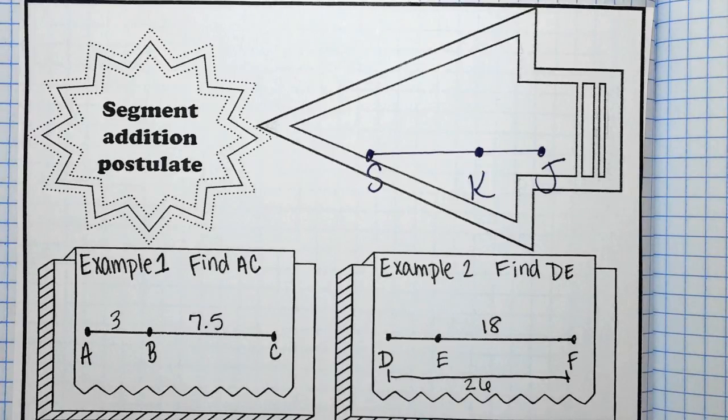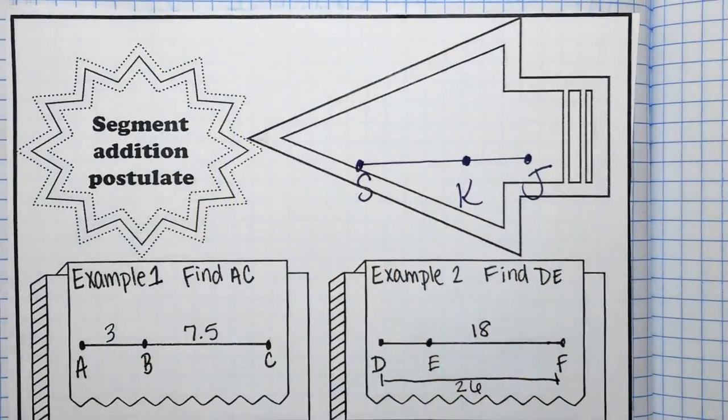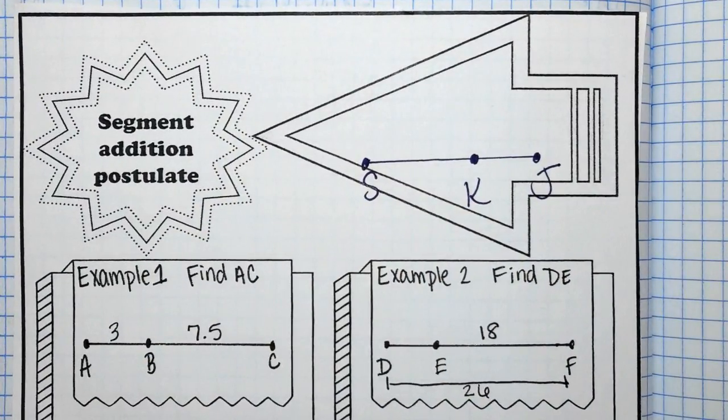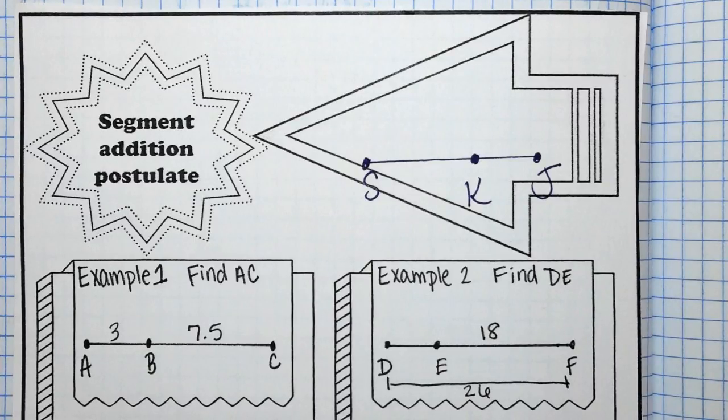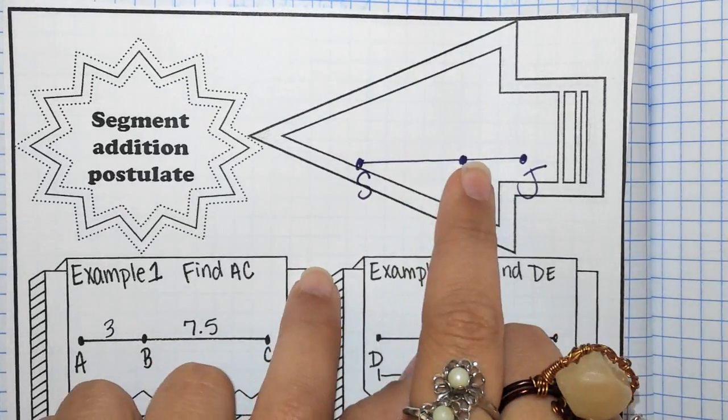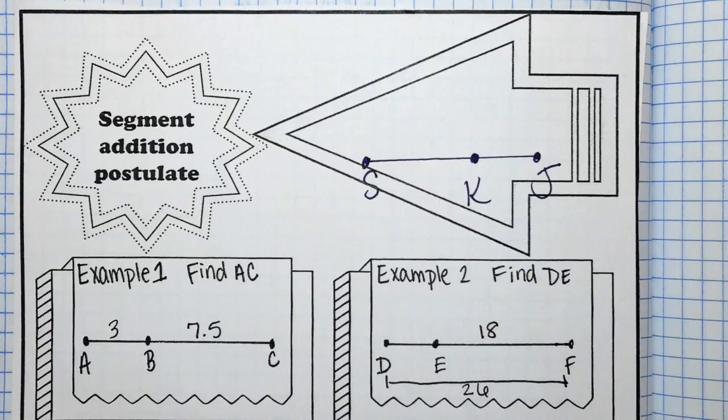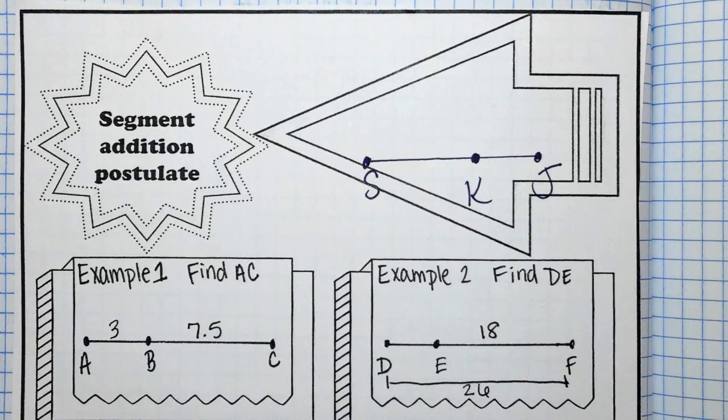Okay, so segment addition postulate means that we take the segments and we add them together. How many segments do you think are in this segment? Three. Because we have one, we have two, and if we put them together, we get three. Magic. So that's literally what the segment addition postulate says.